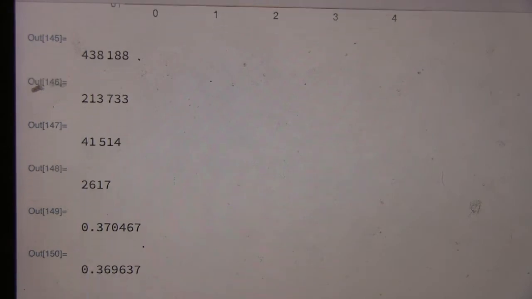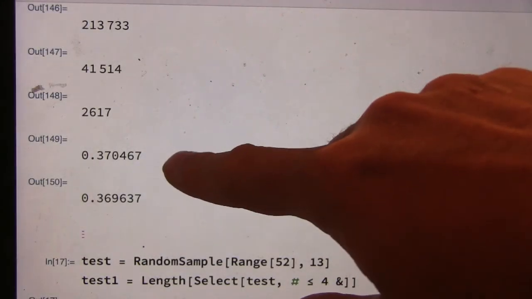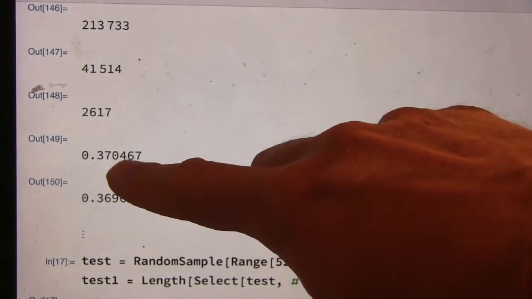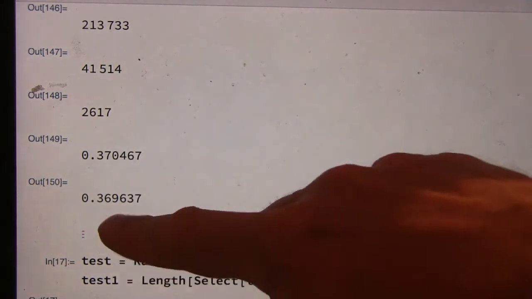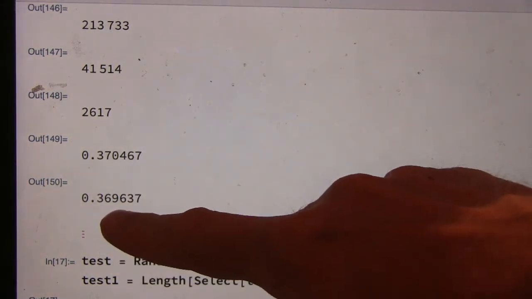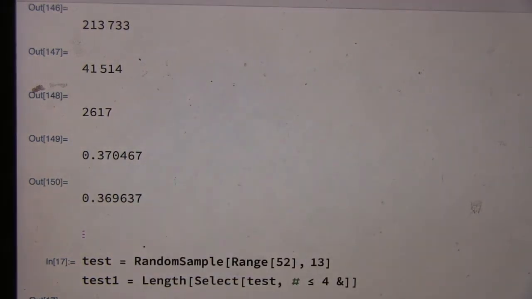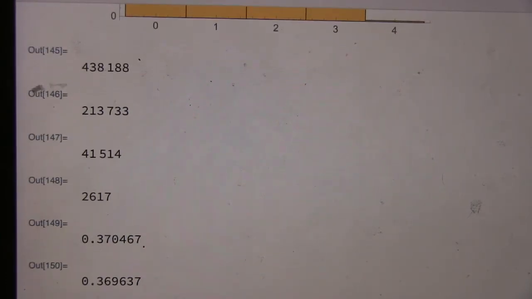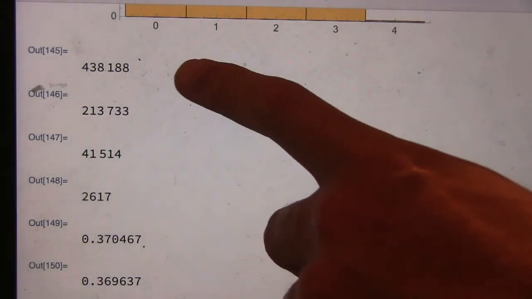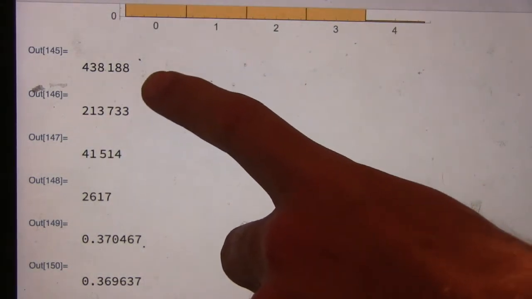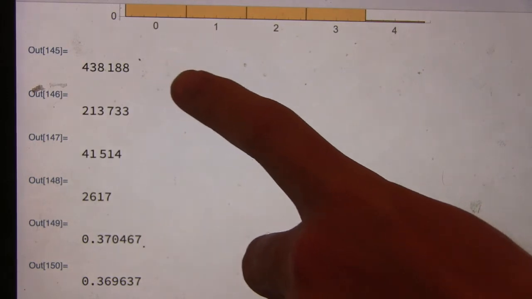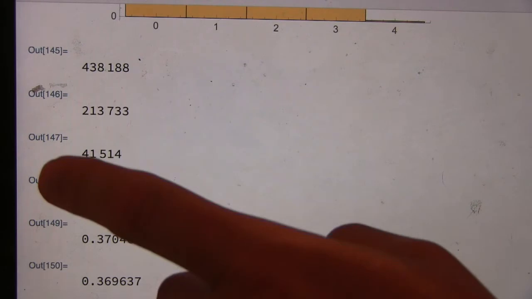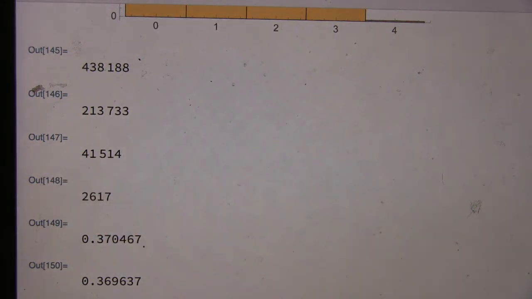And we can see that our simulation results match the expected probability pretty close. About 37% of the time when you had an ace, you had more than one, and we're expecting it to be exactly 36.96, so we're really close. But the important numbers I want you to focus on are about 438,000 times we had an ace, 213,000 times we had 2, 41,000 times we had 3, and 2,617 times we had 4.